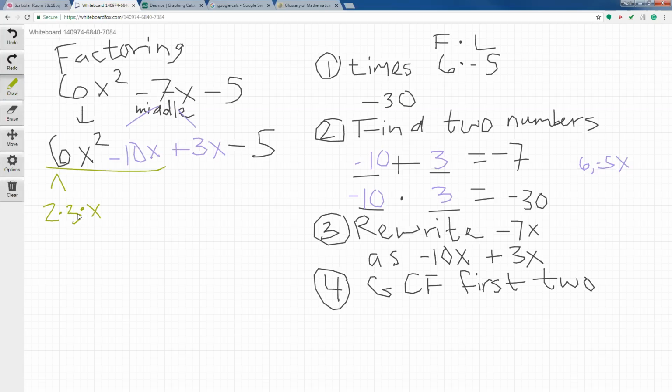The 6 is 2 times 3. The x squared is x times x. And the 10 is 2 times 5. And this time it's only an x. So now, what do they have in common? What's the same in the first group as in the second group? 2. Anything else? X.